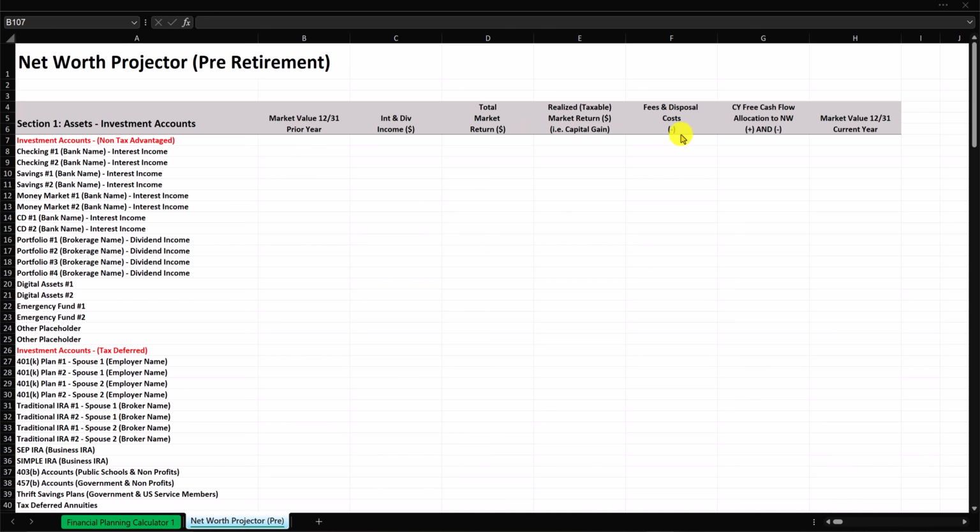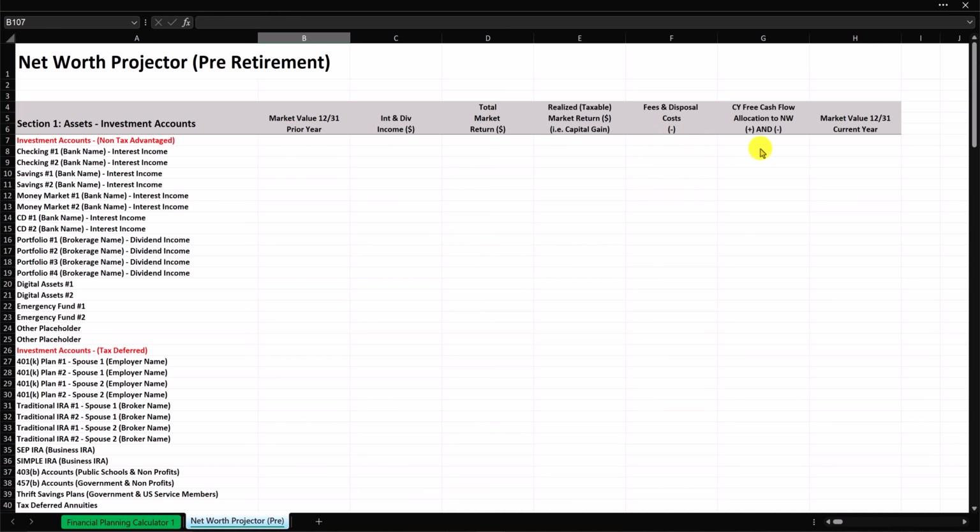Then I'm going to put in a column for fees and disposal costs relating to any kind of assets. This could be a whole variety of things. For example, account fees in your brokerage accounts. It could be real estate commissions on selling real property. It could be fees associated with closing out a CD early, for example, before the term is up. Anything that would decrease your net worth but is not necessarily a tax deductible item. Those are the kinds of things that we're ultimately going to put into this column when we get there.